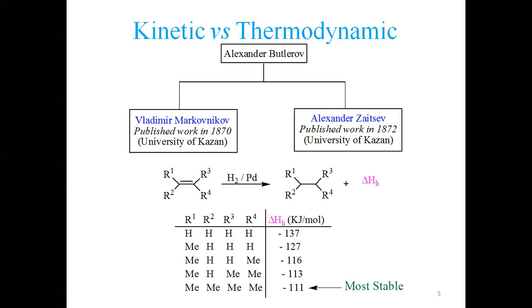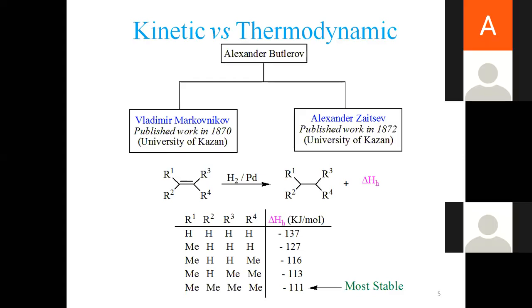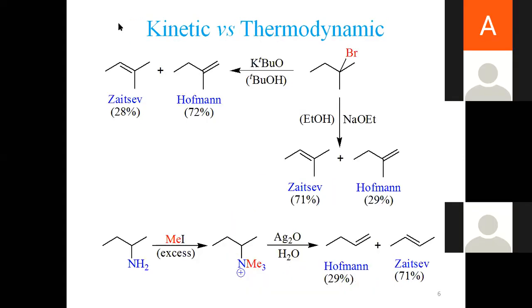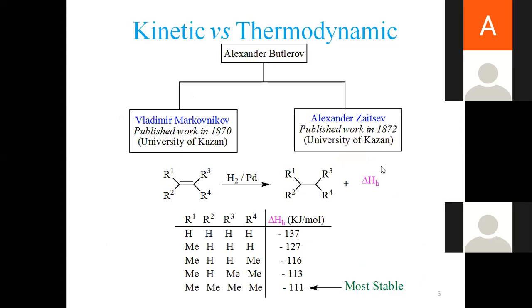So I shall discuss the Zaitsev work, and another German scientist, Hofmann, totally opposite. You shall see Hofmann is working on kinetic conditions, and Zaitsev was working on thermodynamic conditions. So I shall explain Zaitsev versus Hofmann in the next lecture, and we shall keep moving further in the next lecture.